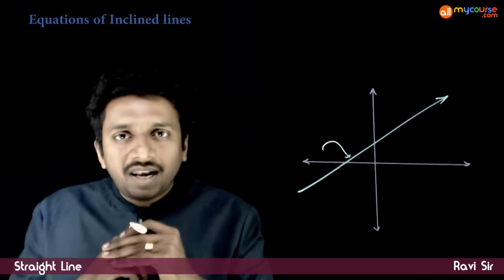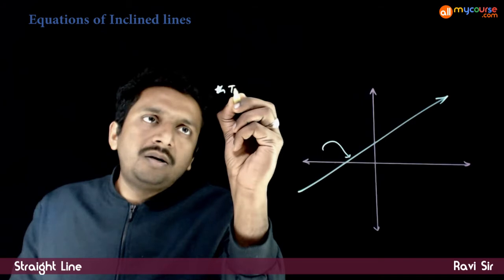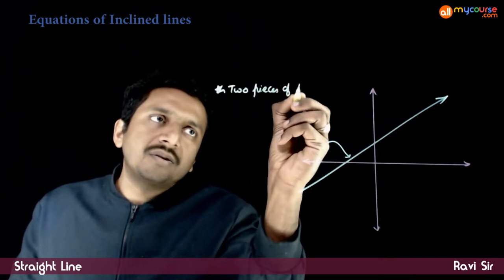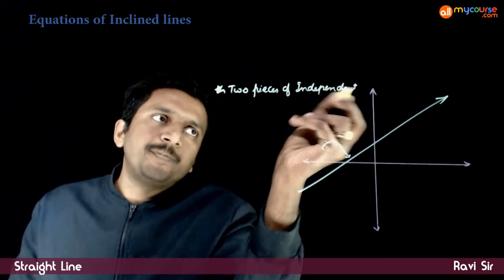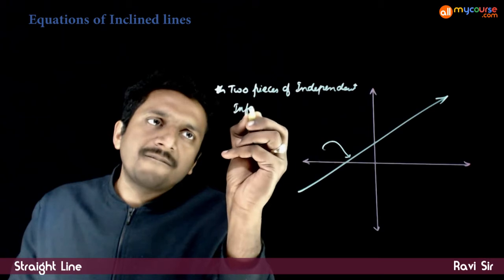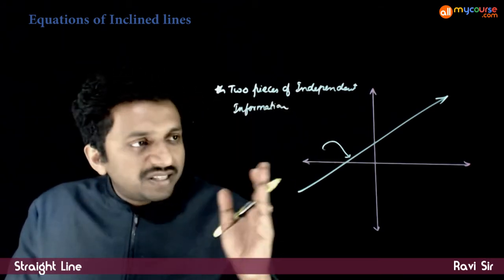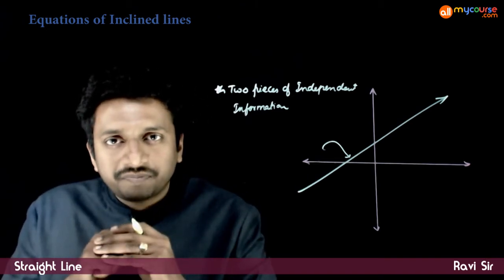So to specify a line, we need two pieces of independent information. To specify a line, you need two pieces of independent information.